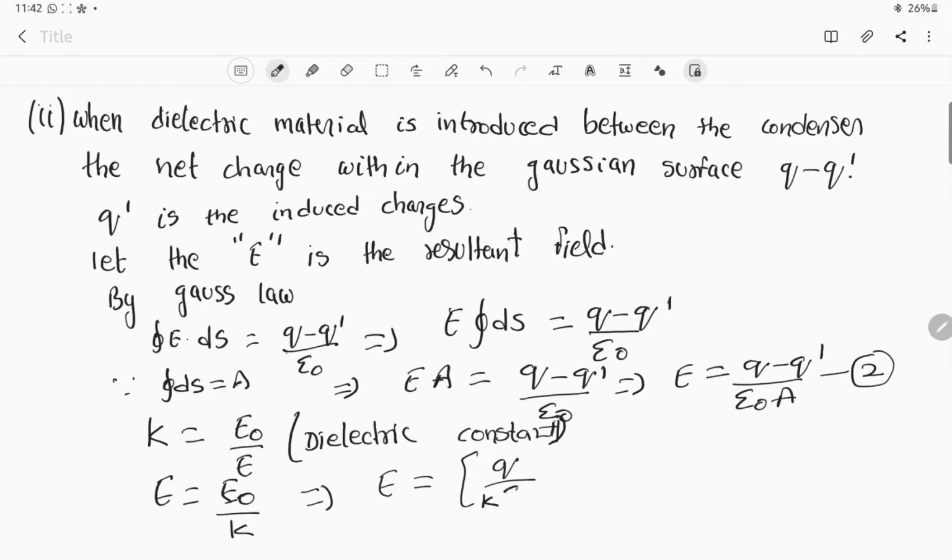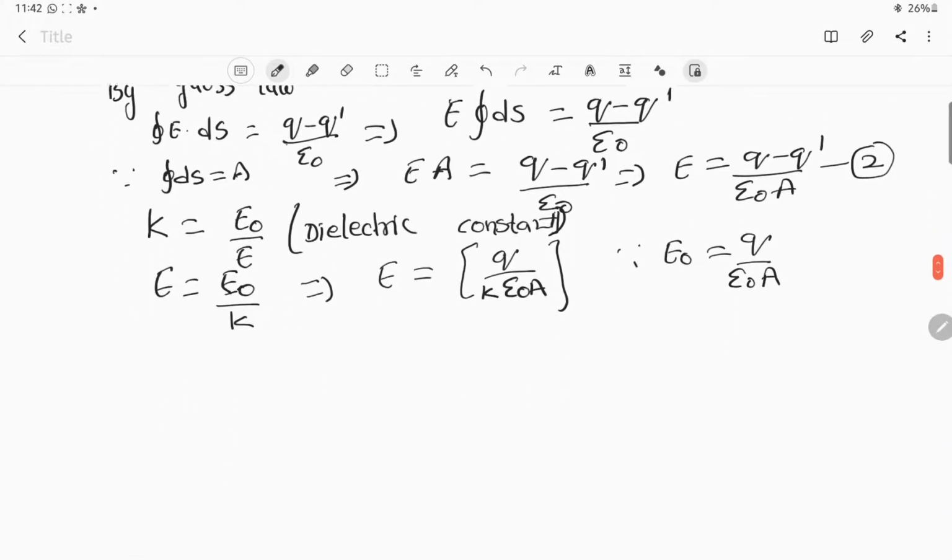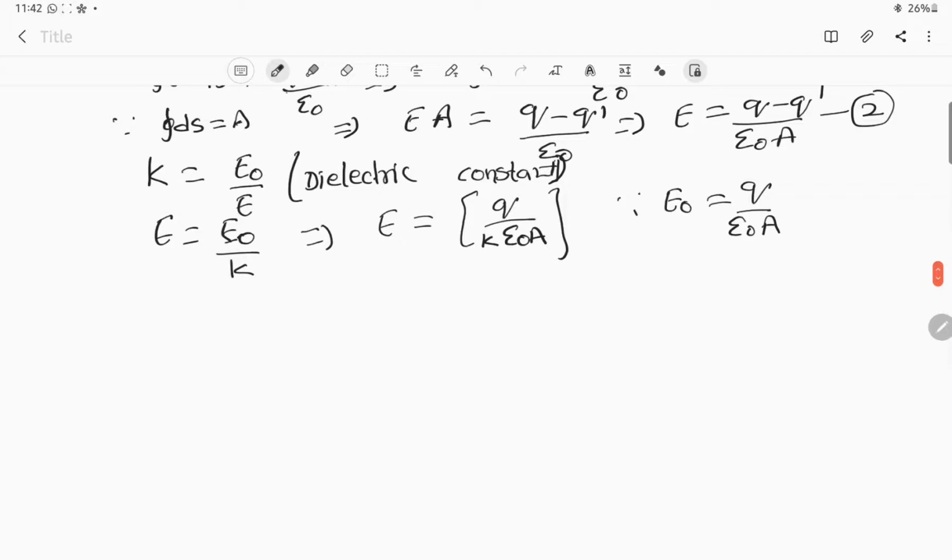So what is remaining here? You can refer to equation number 1 for E naught, since E naught is given by Q by epsilon naught A. So I have just replaced this E naught with Q by epsilon naught A. Clear everybody? So now this is our equation, and this is from equation number 1.